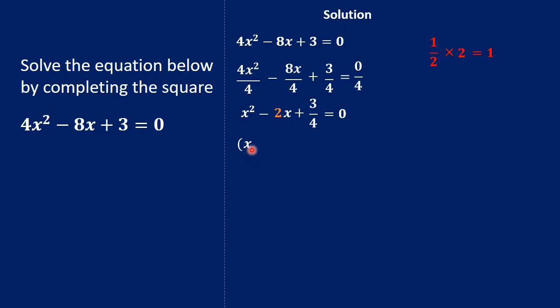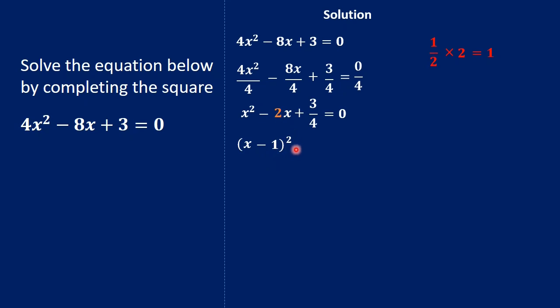Open a bracket and write x without a square. Repeat whatever sign we have here. If we have positive, we'll bring positive. If we have negative here, we'll bring negative. And half of the coefficient of x is 1. So we write 1 and then bring the square here.